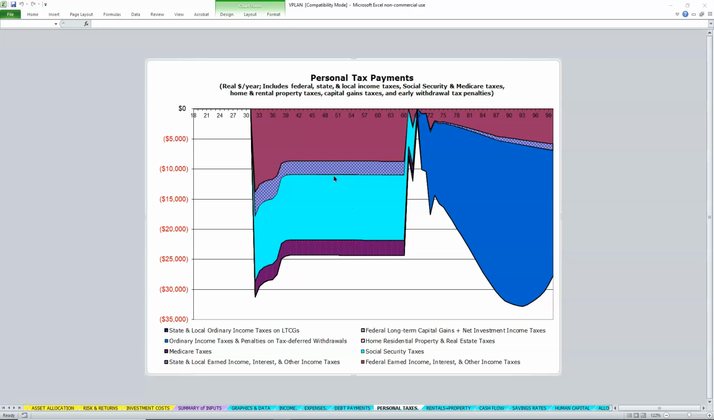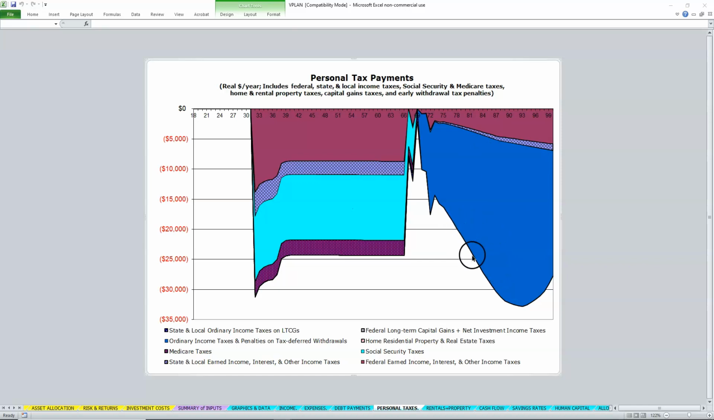The other side of the coin with tax-deductible retirement account contributions is the obligation to make taxable required minimum distributions, now starting at age 72. Taxes associated with required minimum distributions are represented in the dark blue area over here.